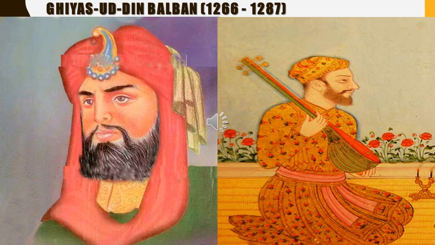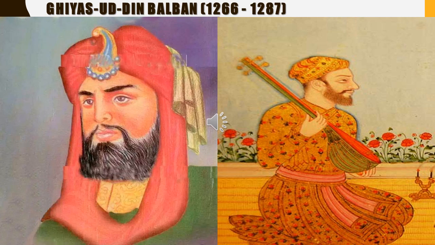He obtained from Hulagu Khan, a grandson of Genghis Khan and the Mongol viceroy in Iran, the assurance that the Mongols would not advance beyond the Sutlej river. Balban built forts to guard his empire against the Mongol attack. He patronized the famous Persian poet Amir Khusro.